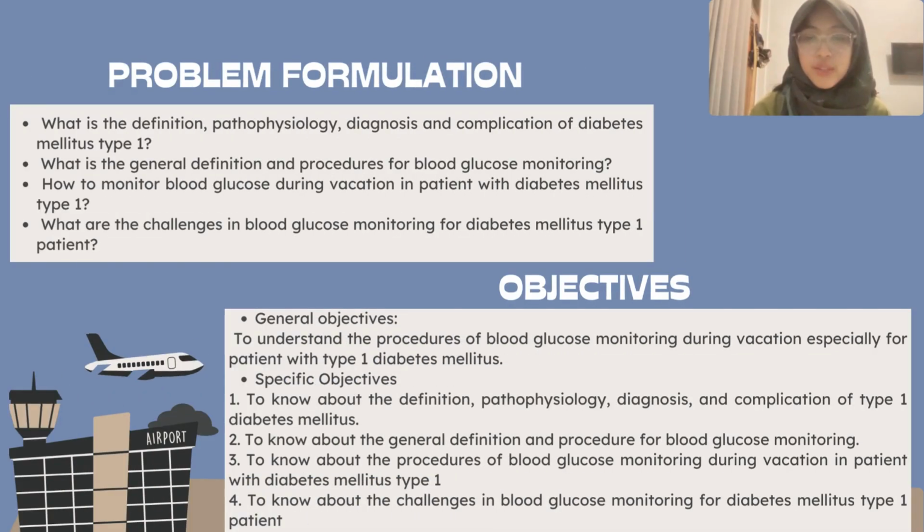Here are the problem formulations for this student project. What are the definition, pathophysiology, diagnosis, and complications of diabetes mellitus type 1? You can see it here in the slide. Then the objectives: there are general objectives and specific objectives. The general objective is to understand the procedure of blood glucose monitoring during vacations, and the specific ones you can see on the slide.